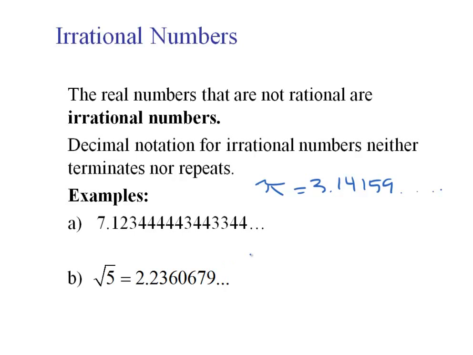It doesn't repeat. You might be asking, okay, well, what about something like 0.3 repeating? Is that irrational? No, because that repeats, and that equals 1/3. So if the decimal can go on forever, but if it repeats, it ends up becoming a rational number.